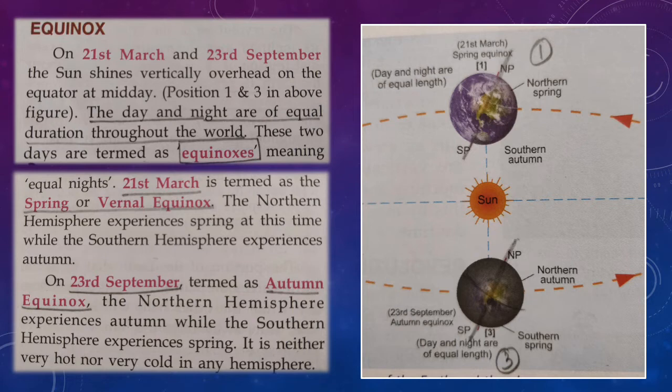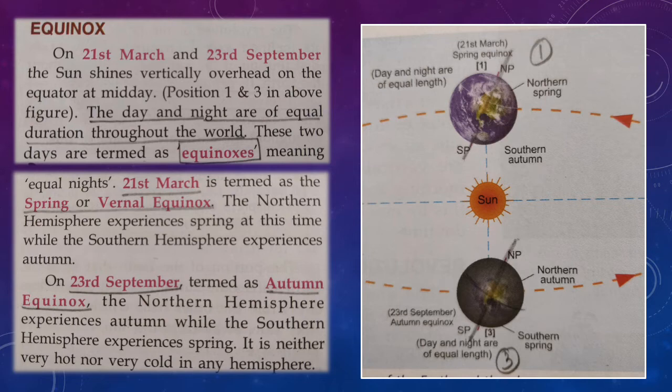Now we come to equinox. Before we begin, let us again examine the picture first. This picture I have taken from the picture of revolution which we have learnt before. I have taken position 1 and position 3 because these are the two positions of the earth which we will learn about in equinox. So let us see what happens.